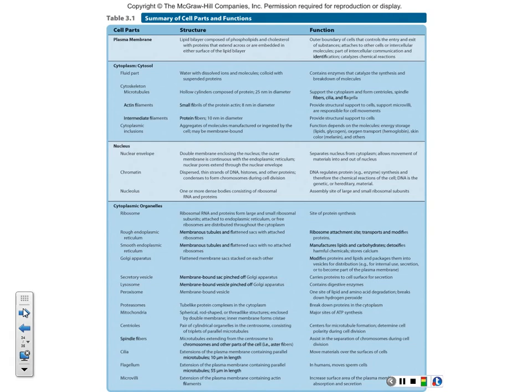And then, again, this is just a summary table of all the organelles.